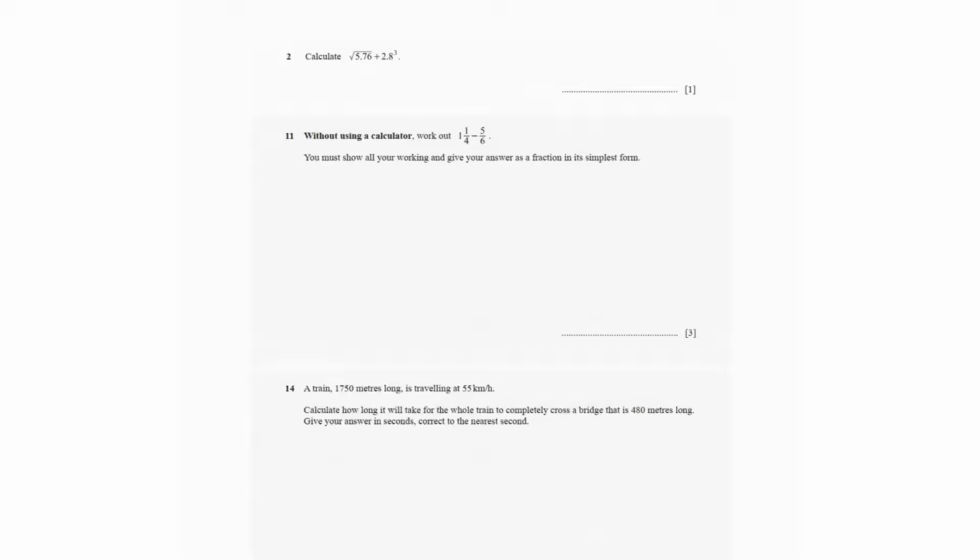Then for question 11, we already talked about how to convert a mixed number to an improper fraction, then how to add or subtract. So I'm not going to solve this, but I would want you to practice this on your own as well, so that you know if you're making a mistake or not.